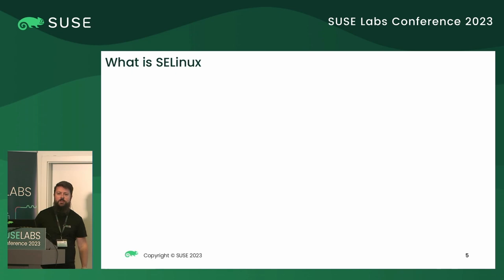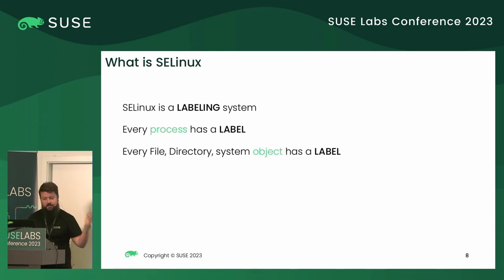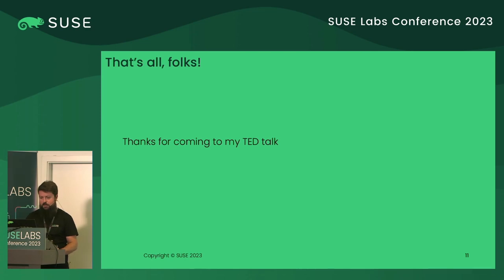I'm sure we have a varied SELinux experience in the audience. So, let's just start from a basic definition that will make everybody in the audience an expert on SELinux. What is SELinux? SELinux is a labeling system. Every process has a label. Every file, directory, system object, and so on has a label. Rules control access between labeled processes and labeled objects, and the kernel enforces the rules. That's all. That's SELinux. Yeah, we're done. That's really all there is to it.